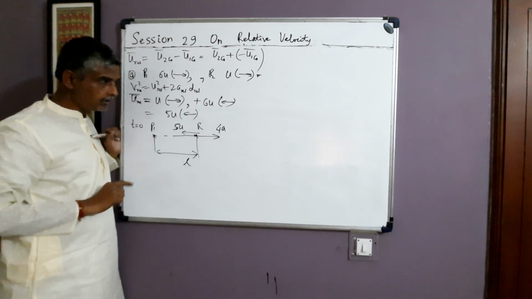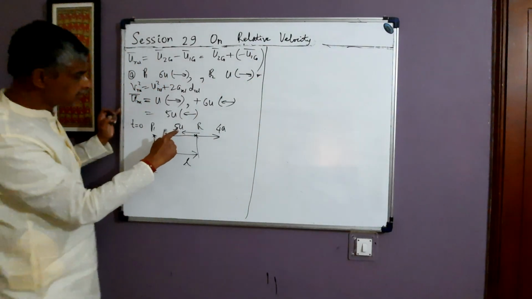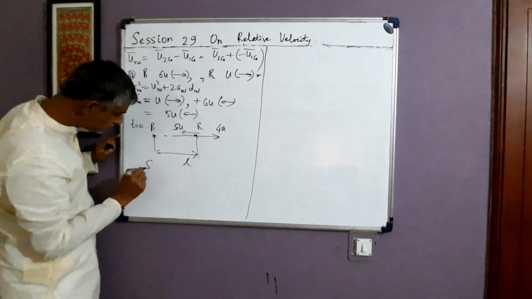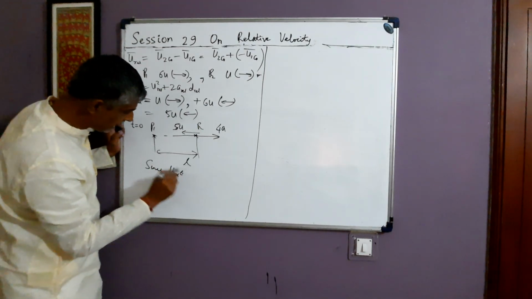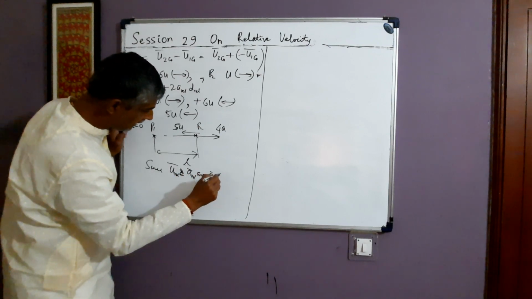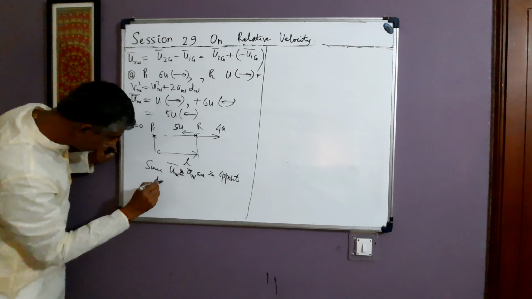Fine. Now one more thing we have to note down. Since u relative and a relative are in opposite direction, so since u relative and a relative are in opposite direction, are in what?